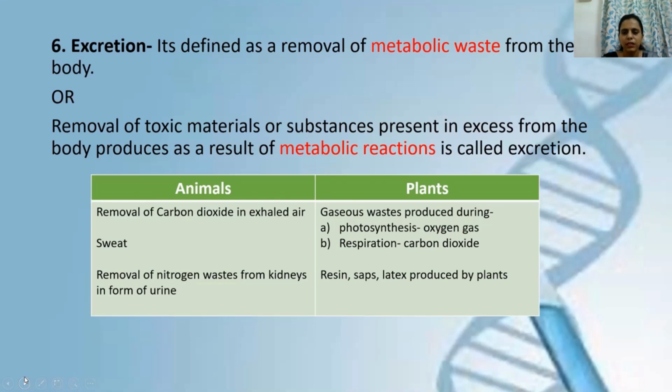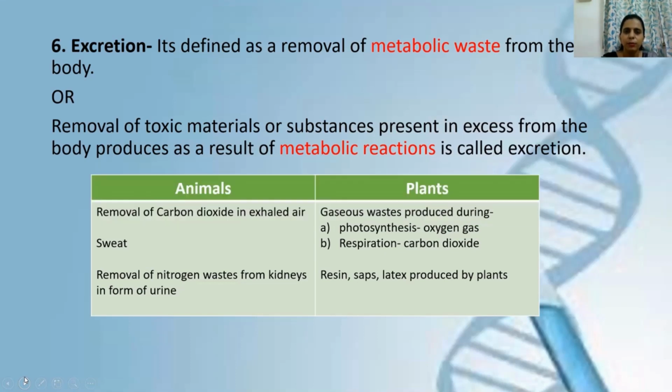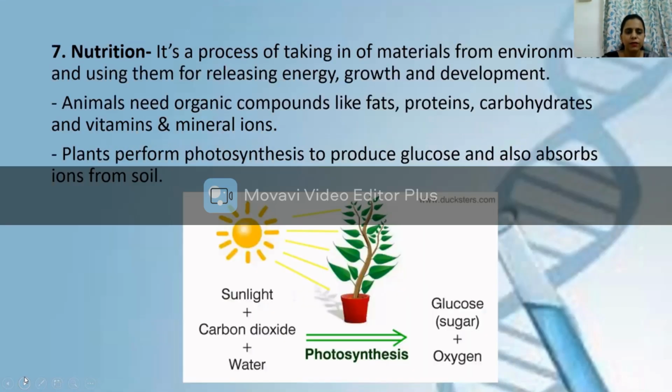Okay. Then apart from that, you might have seen some of the plants, they produce white color, milk-like liquids, that is called latex. Then some of the plants produce resin and saps. So this resin, sap, latex produced by plants are all excretory products. Last characteristic of life is nutrition.